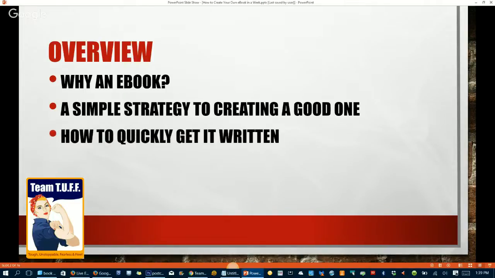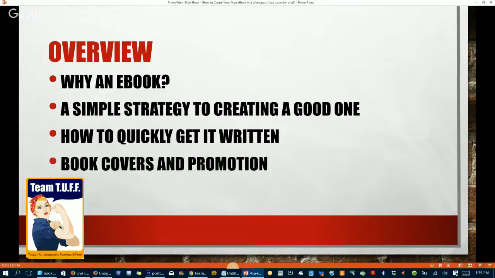I'll tell you how you can quickly get it written so that it doesn't take you years, months, or however long to get that done. And I also will give you a resource and tell you how you can get a really good book cover done, as well as promotion. If you don't know this, your book cover is what helps sell your book. So it's so important that you don't skimp on that and just create your own book cover. You really need to get somebody to assist you with that who knows what they're doing.